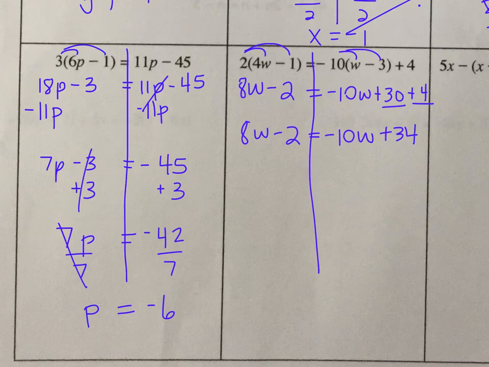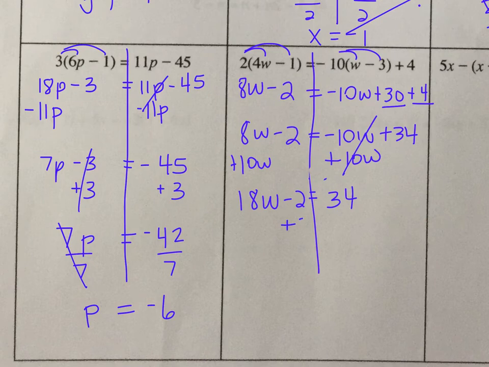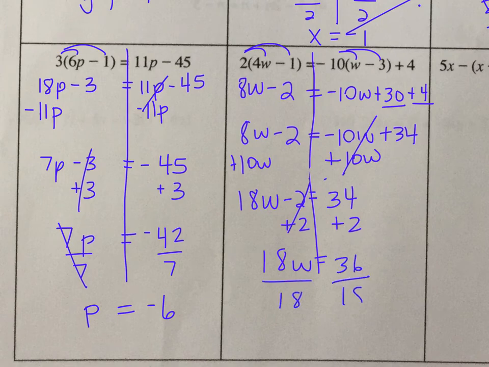All right, and now I'm to step 5, which is move that negative 10. I'm going to move a minus 10 by adding 10w. That gives me 18w minus 2 equals 34. Let's add 2. 18w equals 36. Divide by 18. W equals 2.